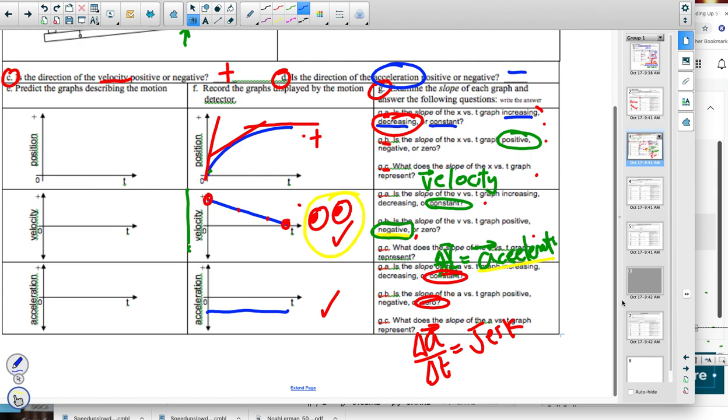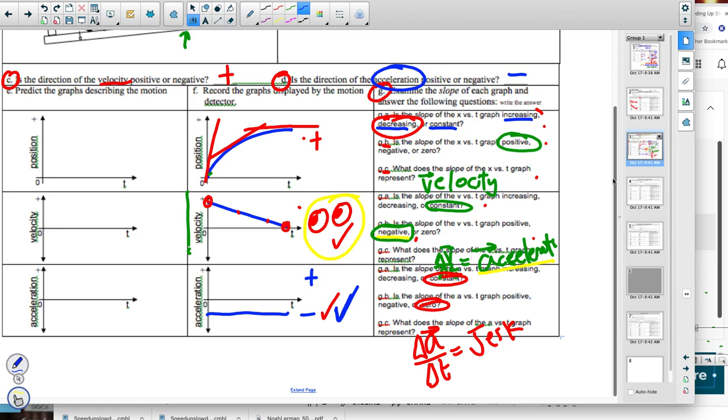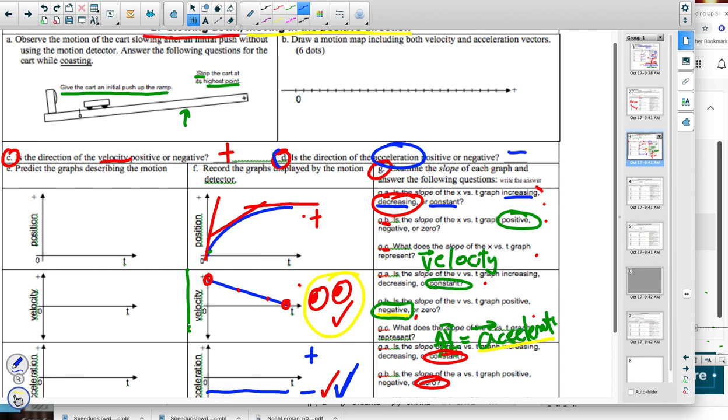The other way you could look at it is by looking at the acceleration versus time graph. All positive accelerations would be above the time axis. All negative accelerations would be below the time axis. So again, this suggests a negative acceleration. So that's your answer for letter D.